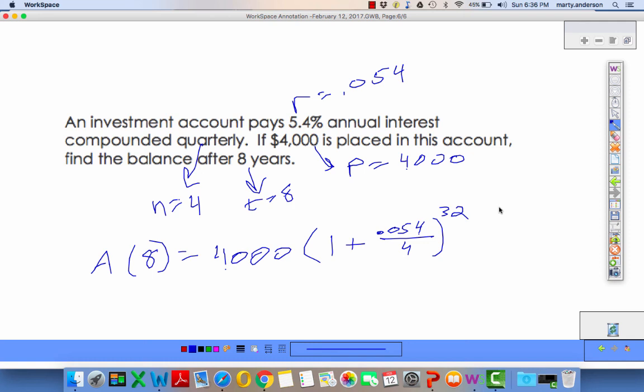You can type that whole thing in your calculator. You can just type in straight 4,000. Just put it in parentheses. 1 plus 0.054 divided by 4. Raise that whole thing to the 32nd. And presto, you've got yourself, after 8 years, $6,143.56. Isn't that wonderful?